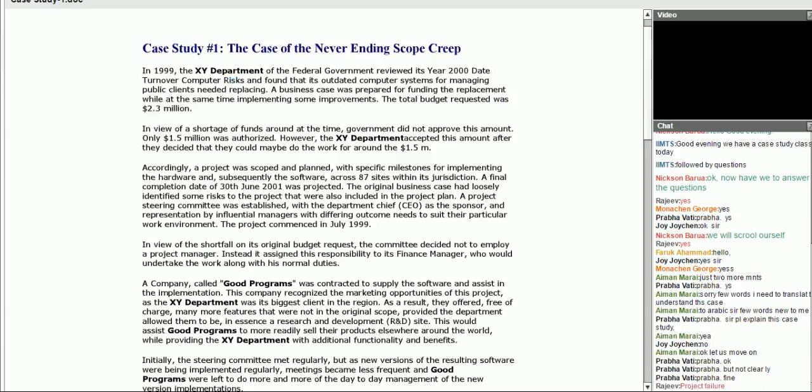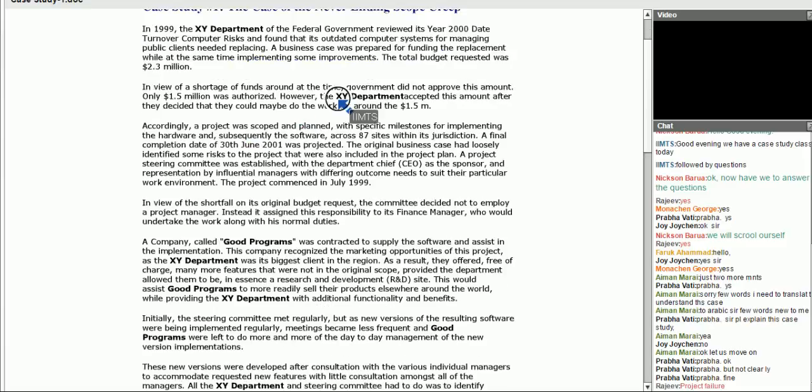Now, as per the XY department, they said that okay, we will start the work and we will complete the project up till $1.5 million. Since they are already short of the final amount, which is 2.3, but they have been allocated by the government $1.5 million. So accordingly, a project was started, and this project was for the implementing of the hardware and the software across 87 sites. There are 87 different locations at which these hardwares and softwares need to be implemented, and the final project completion date is by 30th June 2001. This was projected.